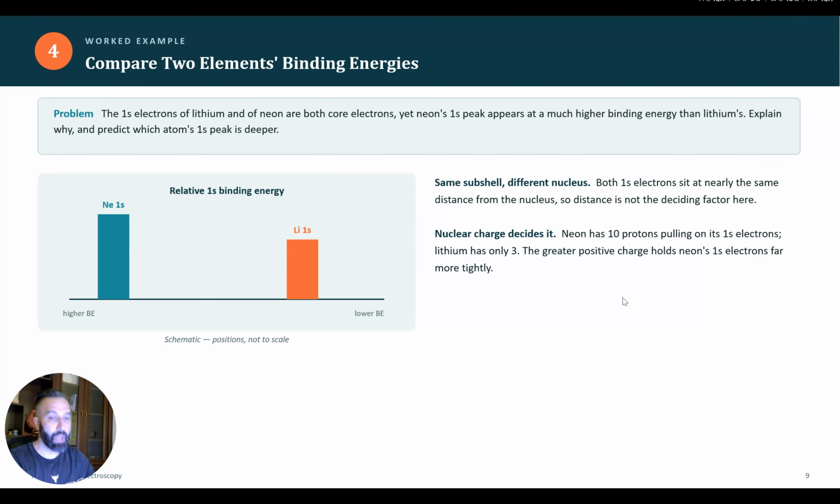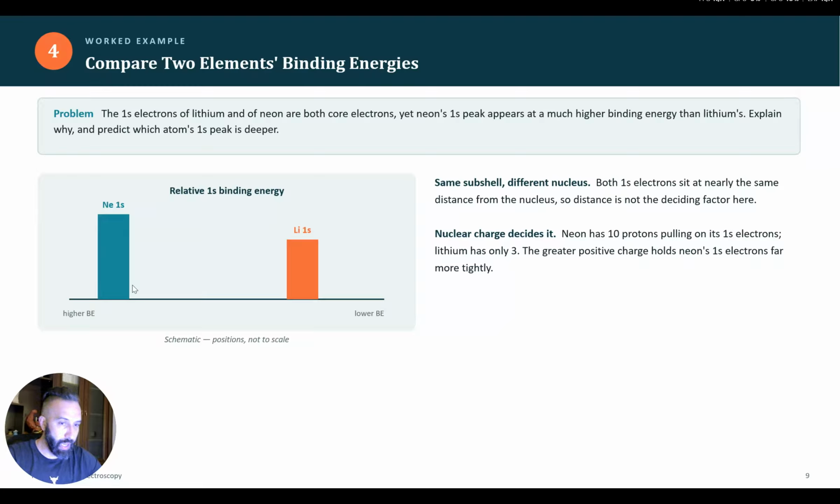Now this is an interesting one, and they love giving these in the AP questions. The 1s electrons of lithium and of neon are both core electrons, yet neon's 1s peak appears at a much higher binding energy than lithium's. Why? So these are the two 1s peaks. One is for lithium and one is for neon. And don't worry about the size. They didn't really pay attention to that. But what they're asking is why is neon more to the left compared to lithium? Why is this the case?